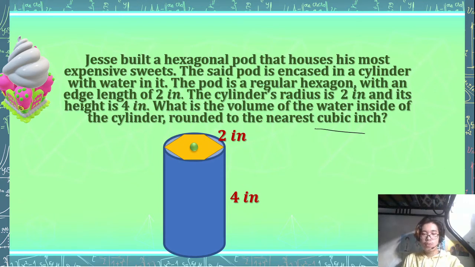So for this one, we know that we have a hexagon on top. And what other properties do we know about the hexagon? It's a regular hexagon, a hexagonal pod that houses his sweets. And if we have a regular polygon, it always has equilateral triangles. So therefore, if this is an equilateral triangle, it's also equiangular.